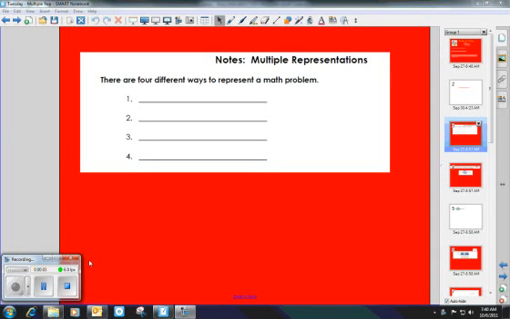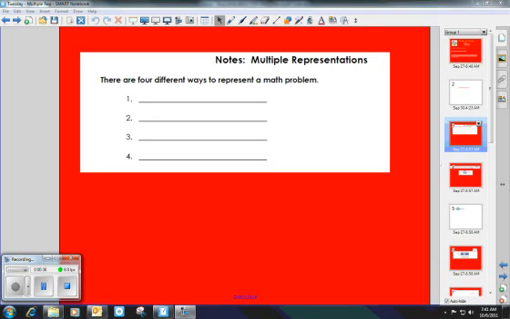Okay, now that we have done some equations and we've done some function tables like we did with sequences, and we've written some equations out, we are going to talk about multiple representations. You've done all of these already. Now we're just going to bring it together. So when we have multiple representations, that's 4 different ways to represent a math problem. Okay, so there's 4 different ways that you see math problems.